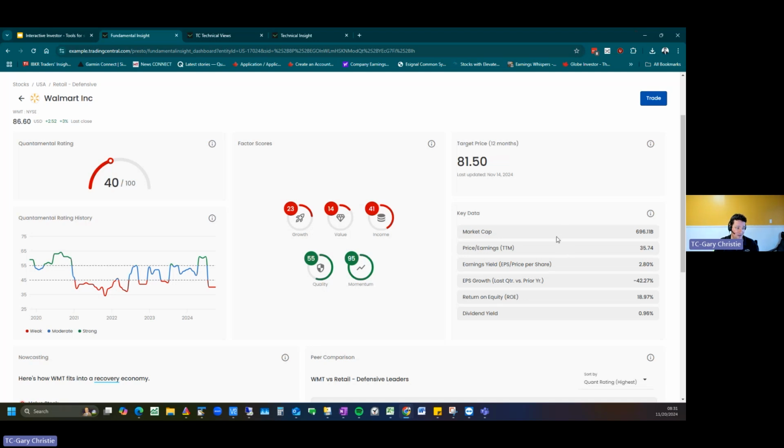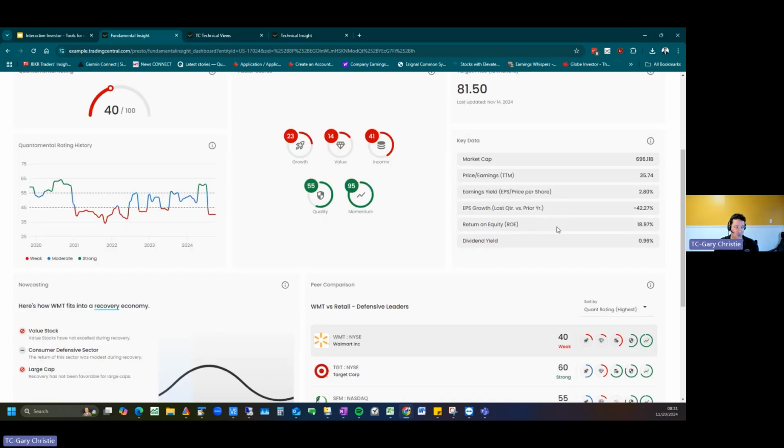But looking at this, we have target prices based on the quantamental score as well, as well as all the key data that should matter the most, right? So market cap's there, PE, earnings yield, EPS growth, return on equity, and dividend yield. So the quick one: we brought in the most important ratios that matter to a trader to make a decision, and they're always at the forefront. And then you can dig into it later on if you're missing something else with some of our other tools.